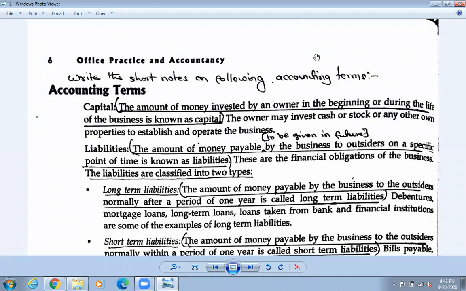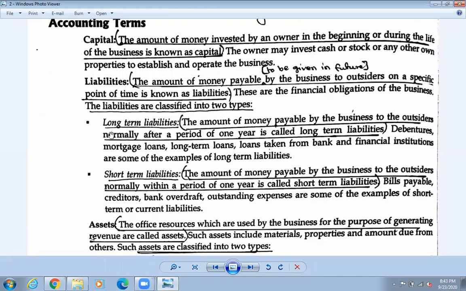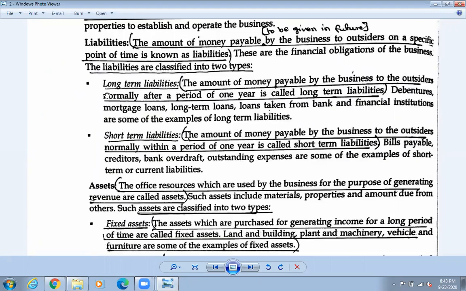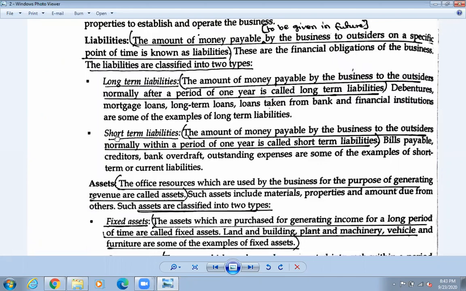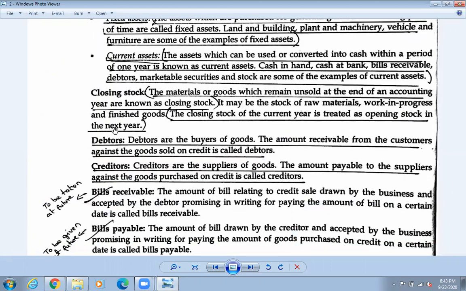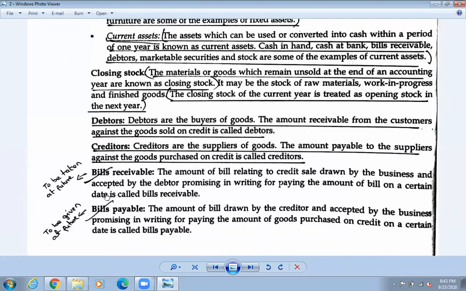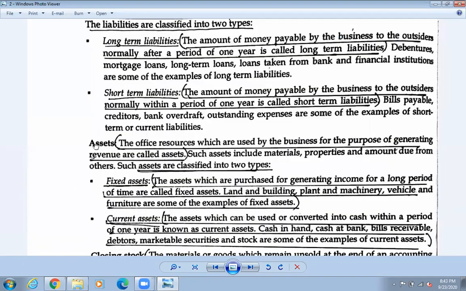Yesterday we have learned some of the accounting terms like capital. Okay, so we have learned about the liabilities. So if you have done the short notes, okay, you have written in a copy. Okay, so please keep on writing on your copy and please keep on submitting your works also. Liabilities we have learned, the assets we have learned, about the closing stock, debit, credit, okay, bills receivable, bills payable. Okay, so let me revise a little bit about these topics again.